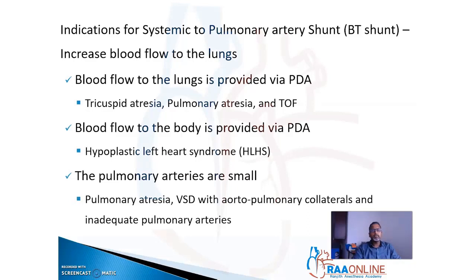If you look at the indications for systemic to pulmonary artery shunt, the basic aim is to increase the blood flow to the lungs. The blood flow to the lung is provided by a ductus arteriosus in cases like tricuspid atresia, pulmonary atresia, and tetralogy of Fallot. In a few conditions, the blood flow to the body is provided by the PDA, especially in hypoplastic left heart syndrome. And in other lesions where the pulmonary arteries are small, they may require a BT shunt.